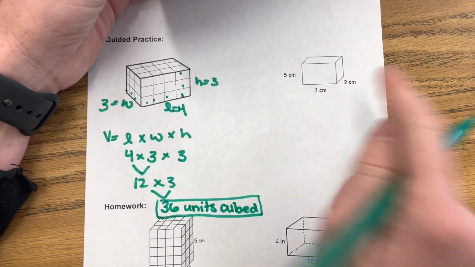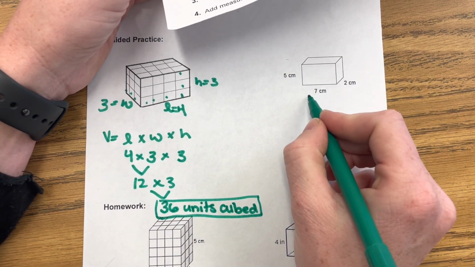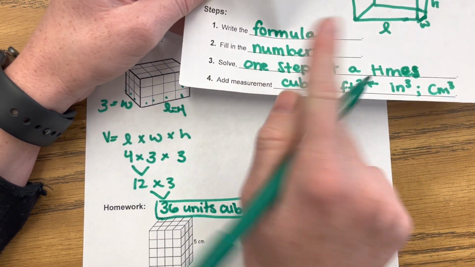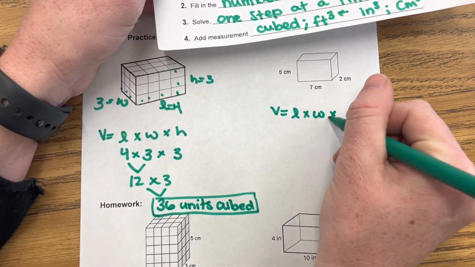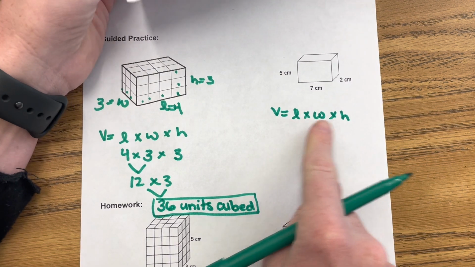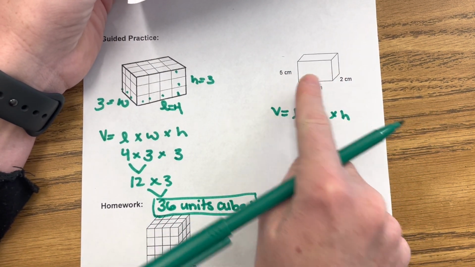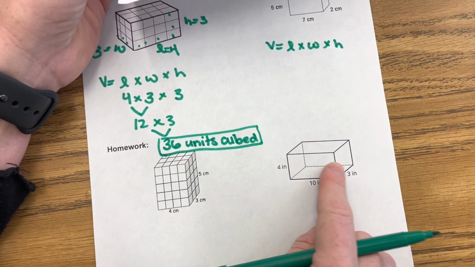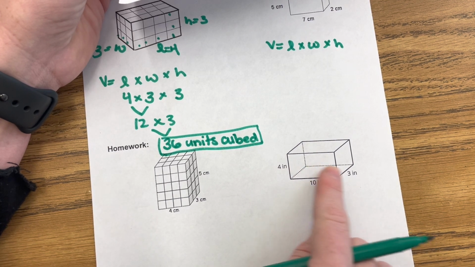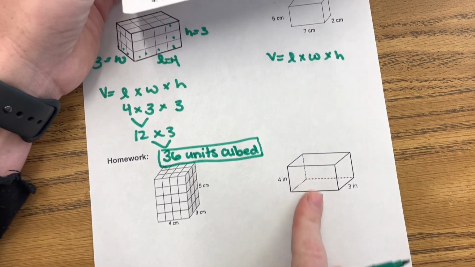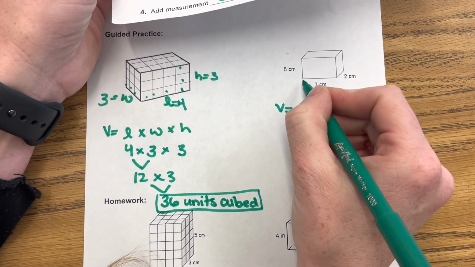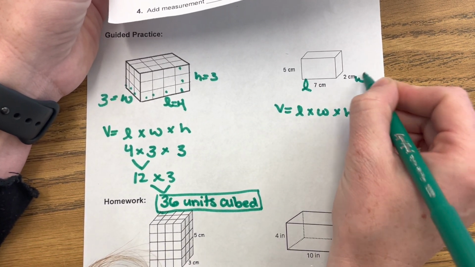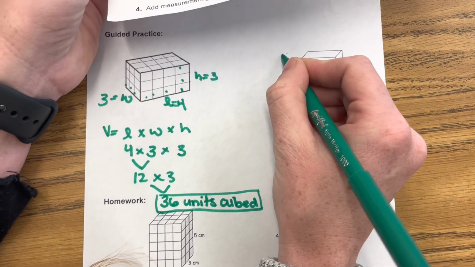Okay, we have one more. We need to write our formula. So volume equals length times width times height. I like to use this when I can't clearly see the base. For here, I can clearly see what the base is. I could color it in, so I could use that other formula, but if I can't, I think this formula is easier to use. So this is my length, this one's my width, this one's my height.